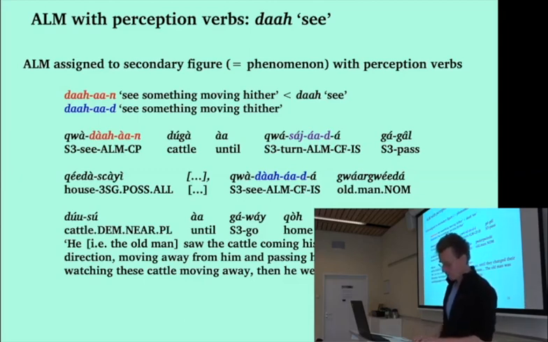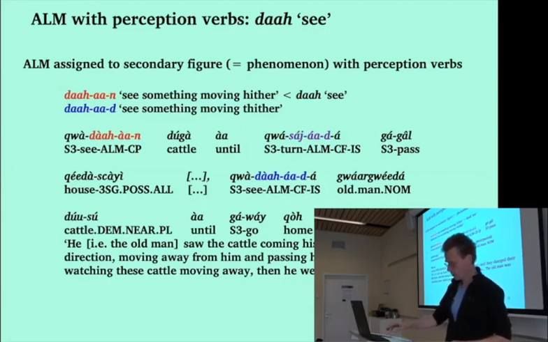And then all of a sudden, the cattle change their direction. This is expressed by the verb sajad, to swerve off, derived from saj, to turn something around. And finally, the old man watches the cattle moving away from him, and this is expressed by the centrifugal marker combined with the ALM in dahad. So the indication of associated locomotion refers to the phenomenon of perception and not the perceiver.